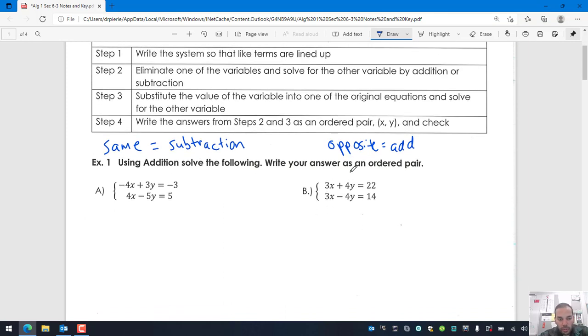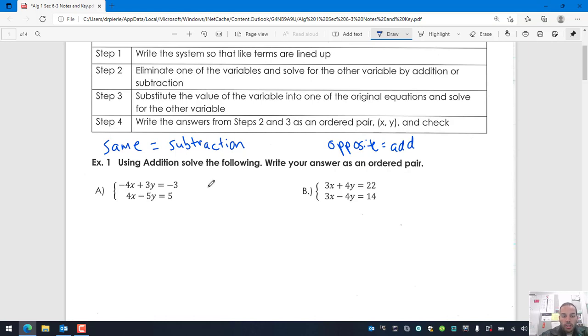So for the first two examples here, it says using addition, solve the following. Write your answer as an ordered pair. First step was we got to make sure that our variables are lined up, and it's already like that. X's are in the first column, Y's are in the second, and then the numbers are written last. Then you have to decide which variable you want to eliminate. In this case, the easiest variable to eliminate is going to be the x because they have super similar leading coefficients. We have a -4 and a +4. These are the most similar coefficients, so we're going to eliminate our x here.